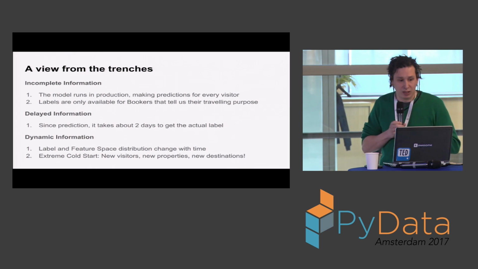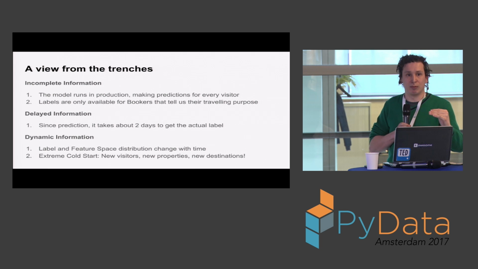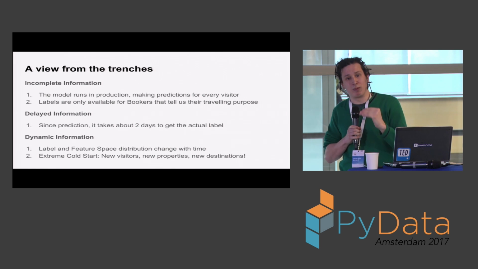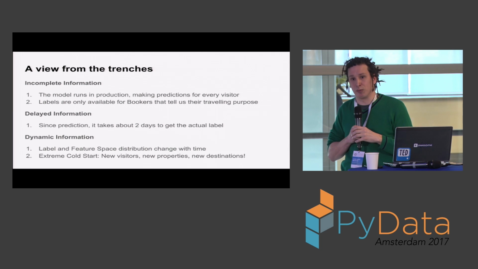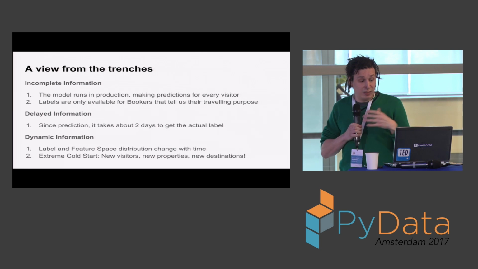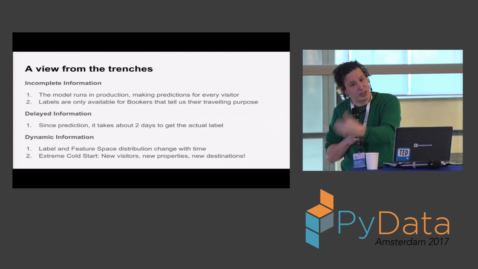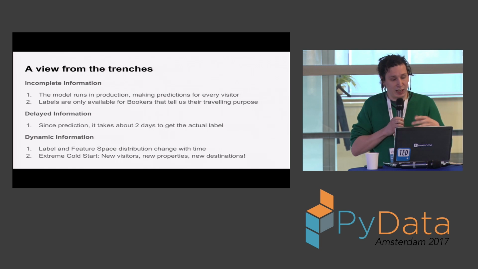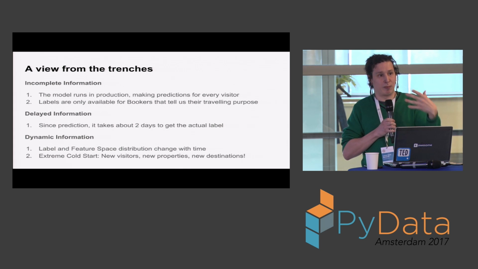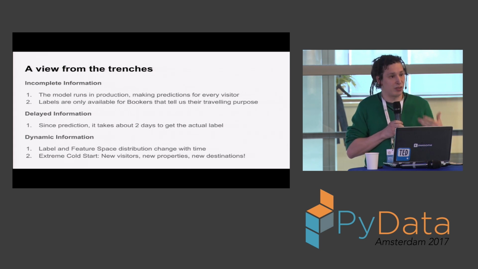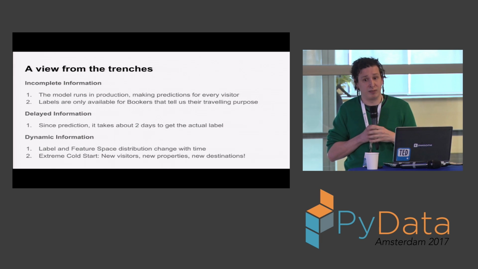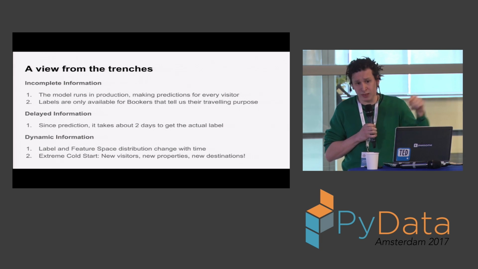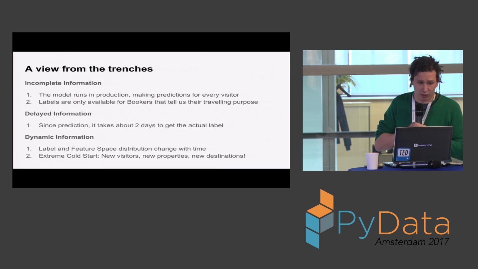Incomplete information means we want to predict for every visitor on the website, but we only get labels for people that book and tell us whether they travel for business or leisure. Delayed information means that even for those that book and tell us, they will only tell us 2 or even 15 days later. So we have a delay in the feedback of the prediction. And finally, dynamic information refers to the fact that the label distribution changes. Depending on the season, the proportion of business versus leisure changes dramatically, in some sort of step function. It's not smooth at all.